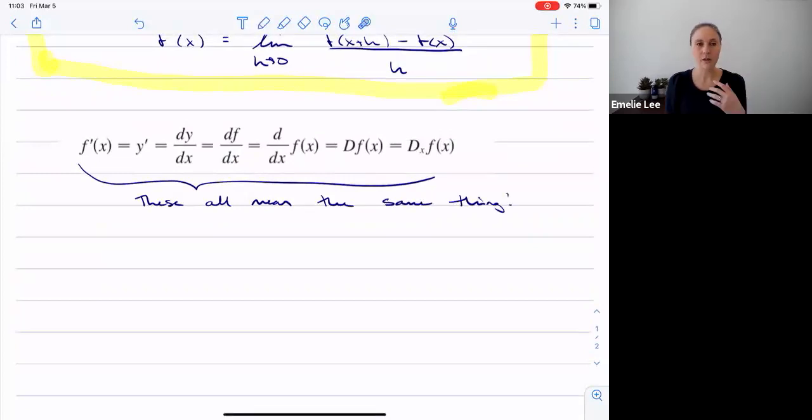So for a lot of the examples that we're going to use, we'll do stuff like d dx of f of x. So not necessarily the prime notation, although sometimes if I'm in a rush, I'll use the prime notation. But being able to read all these as equivalent statements, that's going to be important.